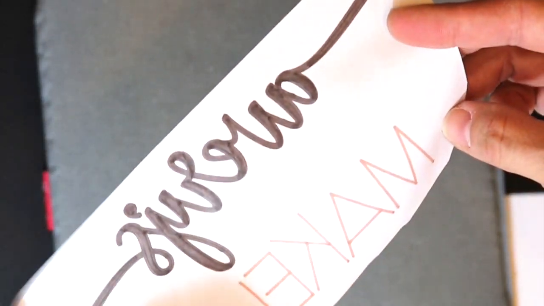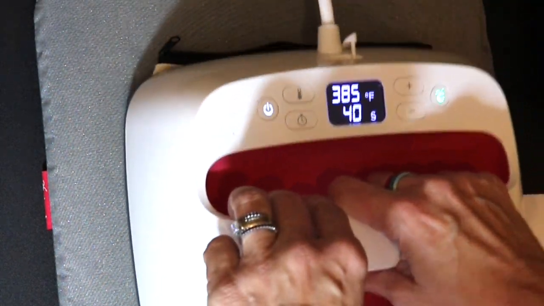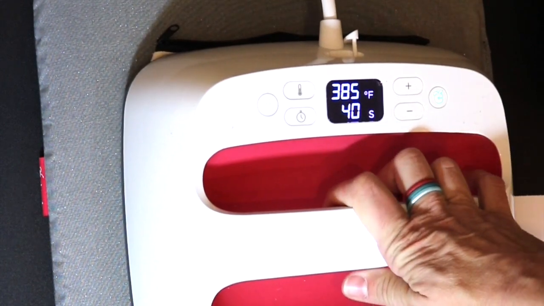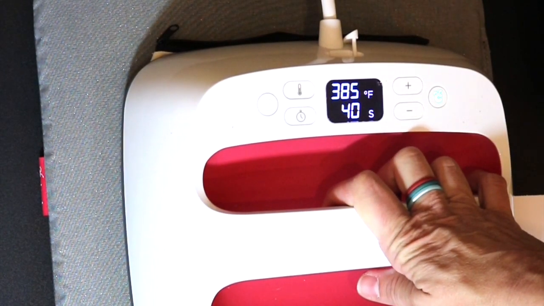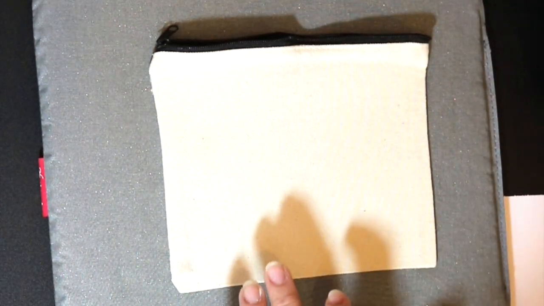Okay, so once I have cut out the design that we did, so you see I colored it in with the little marker there, I want to go ahead and heat my bag up just a little bit. I'm not going to leave it on for the full 40 seconds. I'm just going to do it for just a few minutes just to get the bag nice and flat. That should be good. So you do want to set your EasyPress at 385 for 40 seconds.